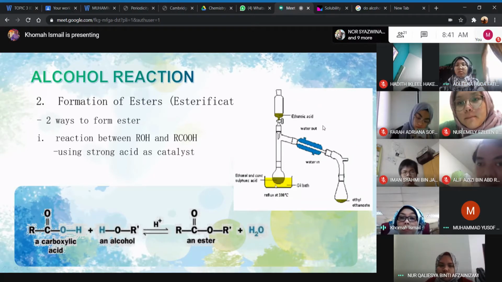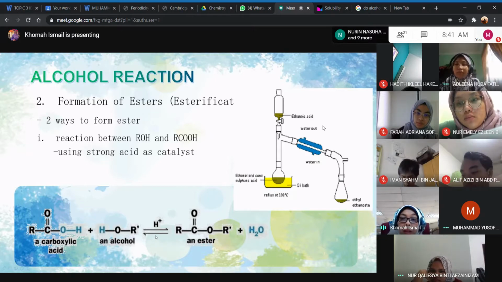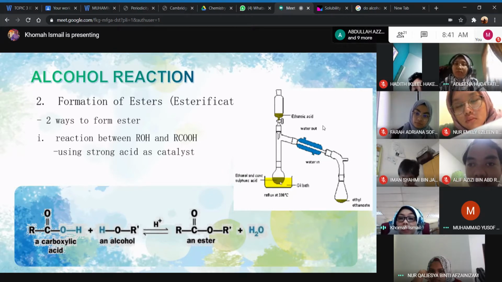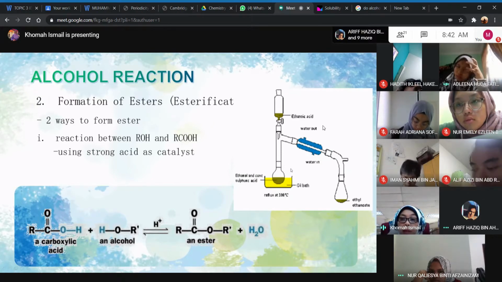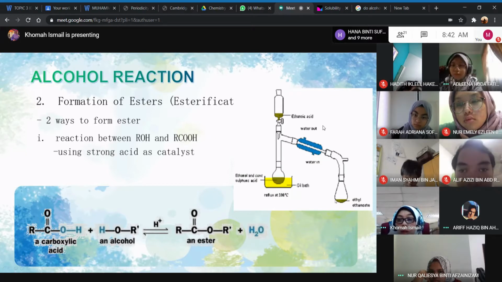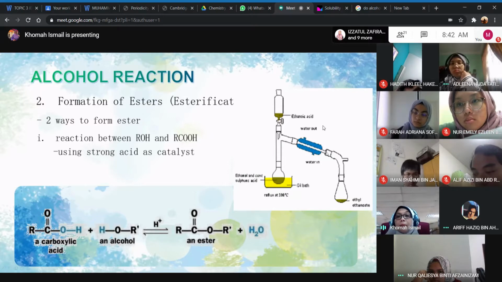So we reflux and heat. Heated under reflux here. This is your ethanol, if you are using ethanol, and your acid catalyst is here, sulfuric acid, and this is your ethanoic acid. It is added slowly together there, and then it will be refluxed, and what you get is your ester here. This is your condenser.